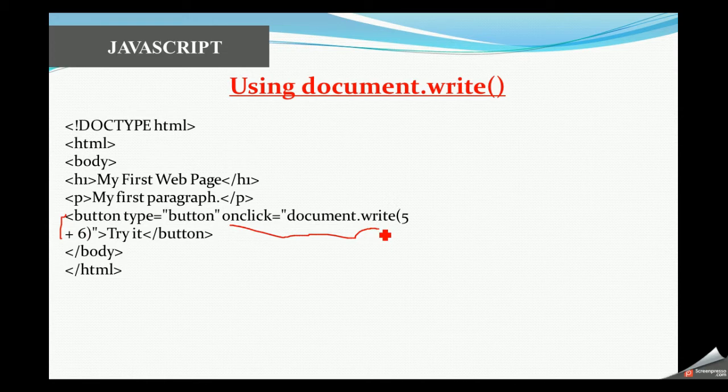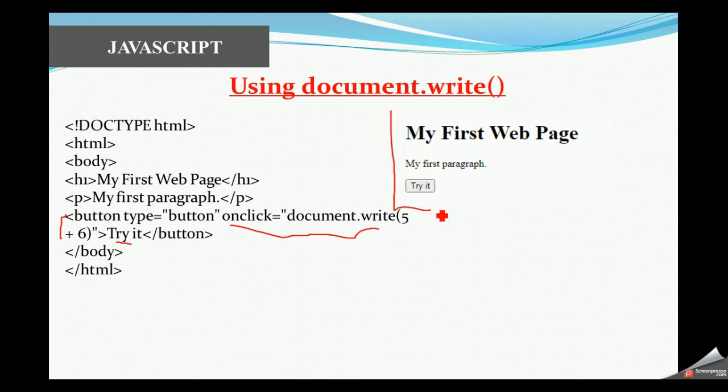On click, document.write 5 plus 6, it will be 11, and the button name will be given as Try button. Now see, first you will be getting your output in this format. As soon as you click over your Try button, what you will be getting? 11, since it is an onclick event and it has been applied.